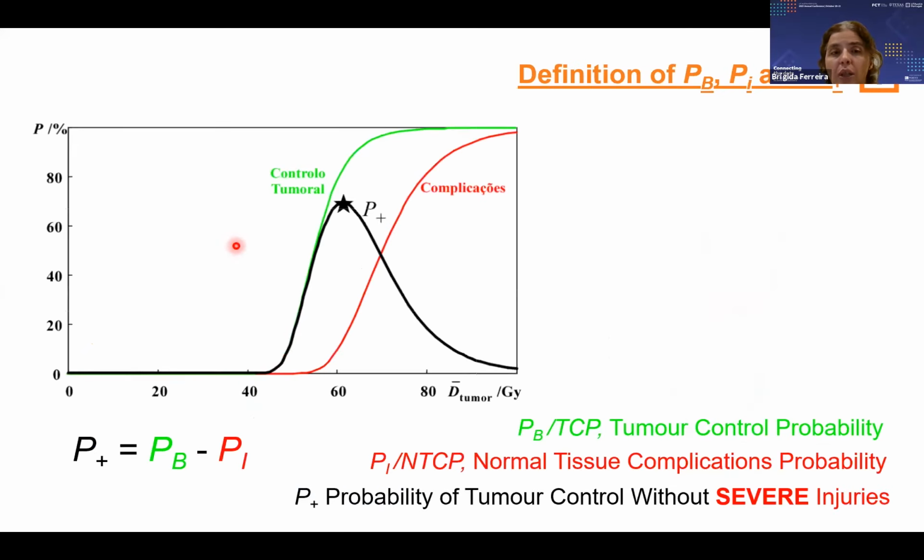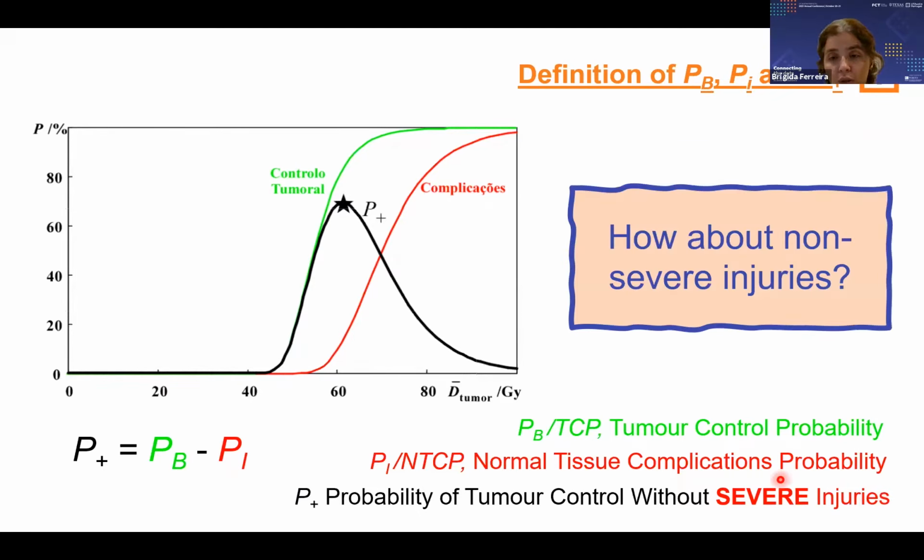So my last limitation on biologically optimized radiation therapy: I called your attention that when you calculate the probability of complications, you should only include severe injuries. But how about non-severe injuries? Most patients develop non-severe injuries because we are very careful in the clinics not to cause severe injuries to the patient. So how do we include the impact of those in the optimization?